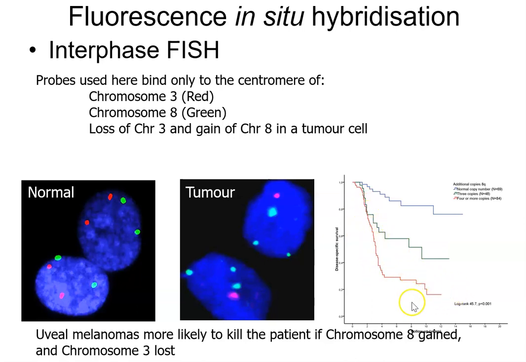Whereas in green you've got 3 copies of chromosome 8, and then in red you've got 4 copies of chromosome 8, and you can see that the vast majority of these patients will die, and this is a highly significant observation. So this is a situation where FISH can be used to very quickly give a patient a prognosis. So we call this molecular subtyping.